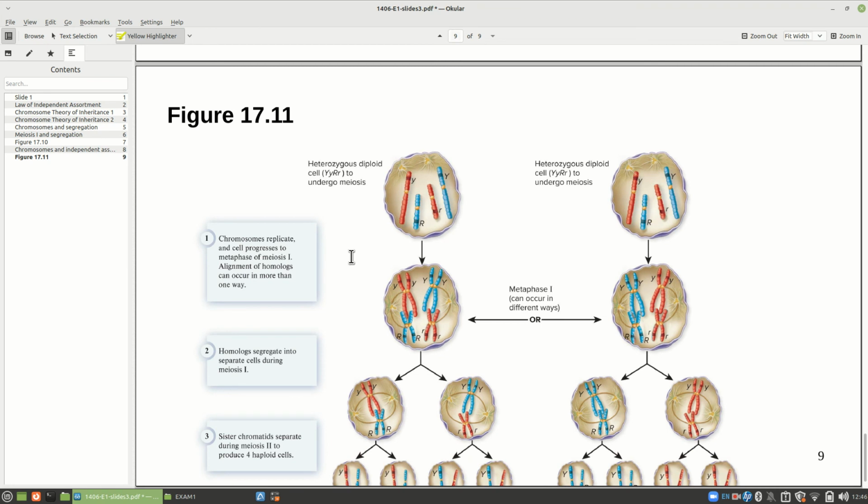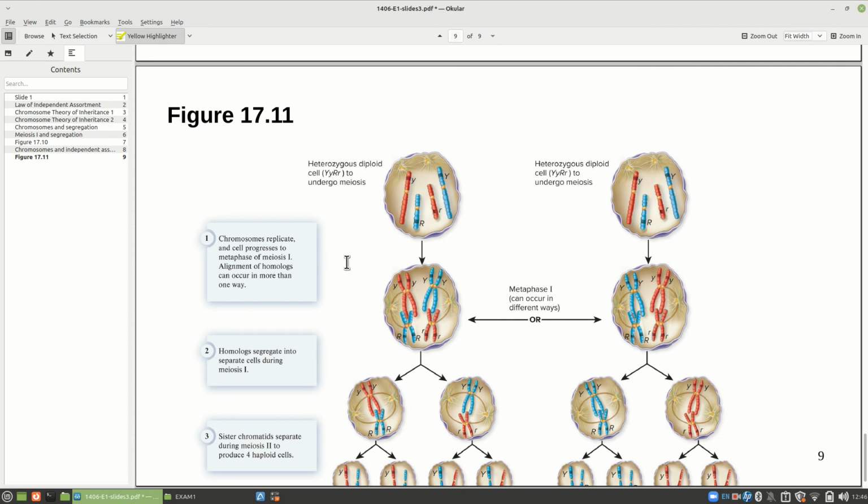And here we go, another picture at 17.11. Keep this idea. Try to figure out what's going on here in these pictures. I probably won't ask you to draw this. In the past, I have, but I'm not planning on that. If I do, I'll tell you.